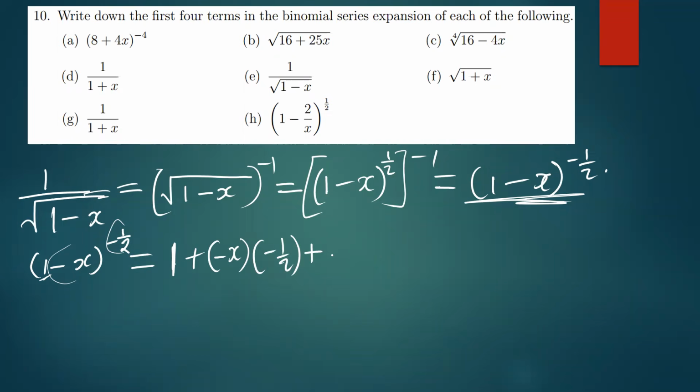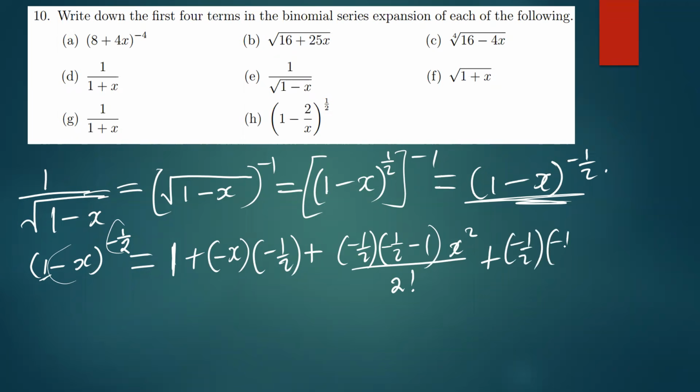And then the third term will be plus, we have n, which is -half. Then we have -half minus 1. And then we have x squared over 2 factorial. So I'm following that same formula. I'm sure you're able to remember it. It's just that I erased it here. If it was here, maybe it would have been better that you're following it bit by bit. Then the fourth term they want us to end at is -half, close brackets, and then you have -half minus 1. Then you have -half minus 2.